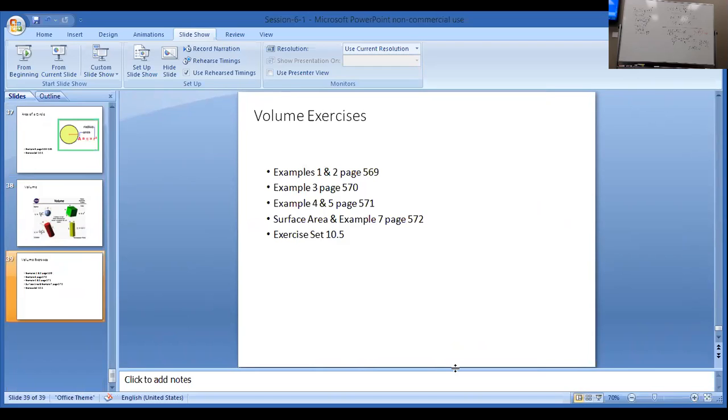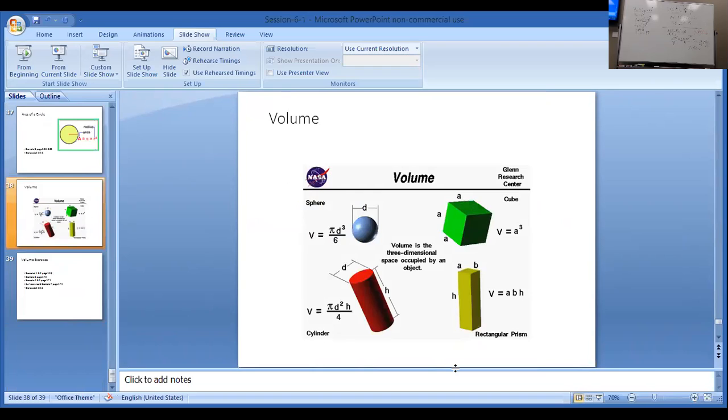Let's look at example 4 on page 571. Find the volume of a cylinder. Again, we have the diameter. Yeah, that's wrong. That's from NASA. Shouldn't be any 4 here. So if I get it right, it should be diameter.